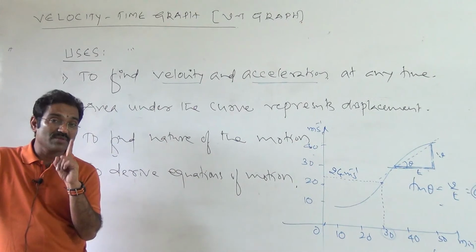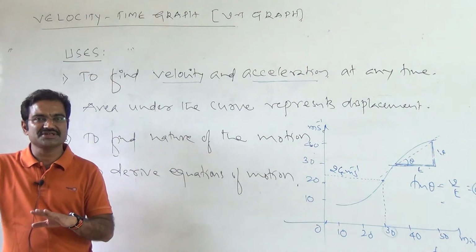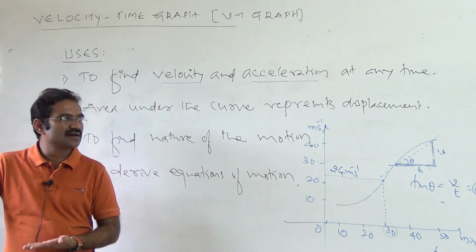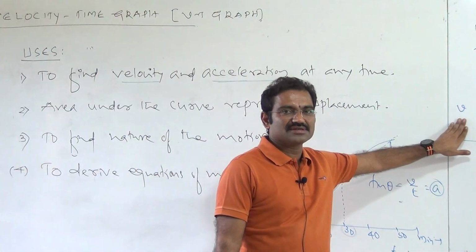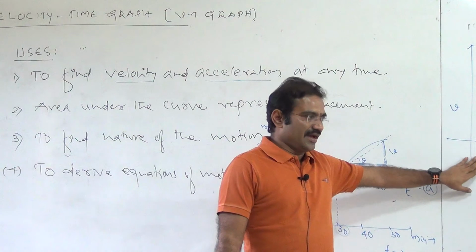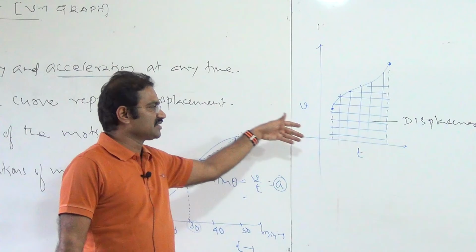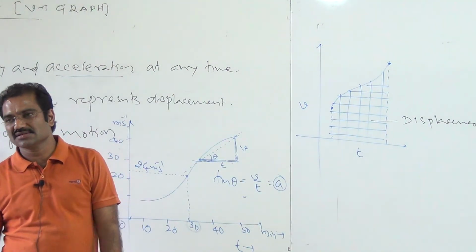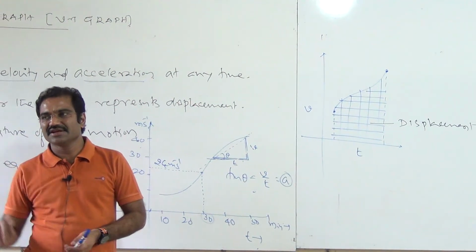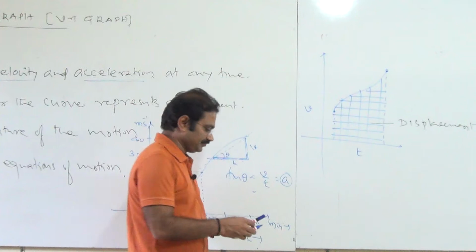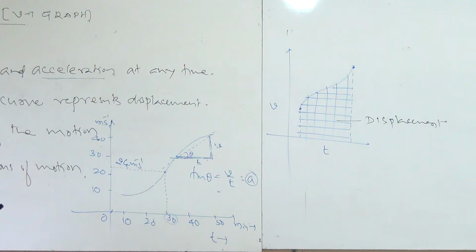Before that, one more graph we have: the acceleration time graph. Again it is a simple one. Instead of velocity, if you take the acceleration here, then it becomes the acceleration time graph. Acceleration time graph means acceleration is taken along the y-axis and time is taken along the x-axis. And in the acceleration time graph, again there are different curves.